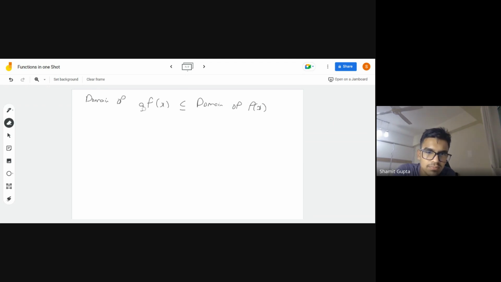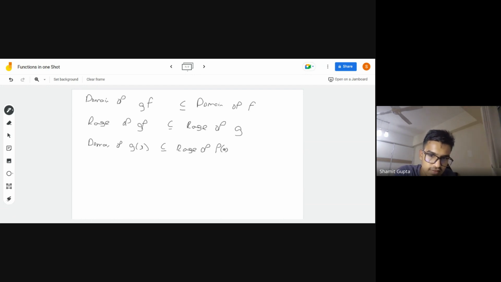I'm just going to write GF. Then there's this thing called the range of GF, which is a subset of the range. I know my writing looks like a mouse, but it's okay. It's equal to the range of G. Then there's one more thing: the domain of G should be a subset of the range of F for GFx to exist.